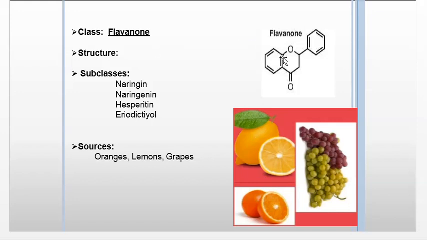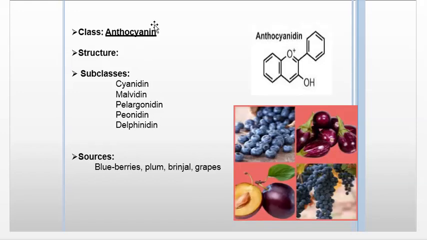Flavanone, the structure of the flavanone. Subclasses: naringin, naringenin, hesperidin, eriodictyol. Sources: orange, lemons, and grapes. Class anthocyanin, this is the structure of the anthocyanidin. Subclasses: cyanidin, malvidin, pelargonidin, peonidin, delphinidin. Sources: blueberries, plum, brinjal, and grapes.